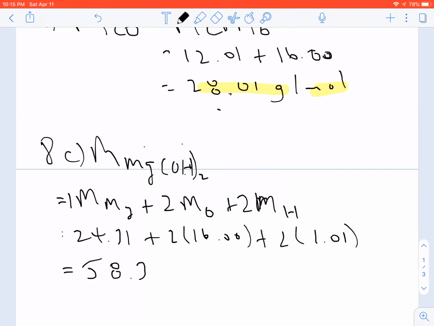grams per mole. Right? So again, if I went to my bottle of MgOH2, which I've got 2 bottles of actually in my storage room, and I gave you 58.33 grams, you know that you have exactly a mole of magnesium hydroxide, of MgOH2.